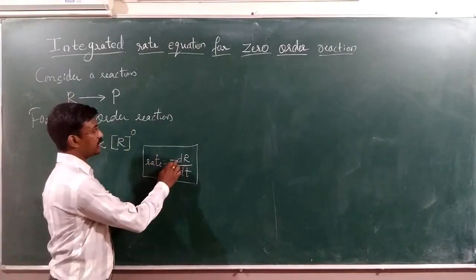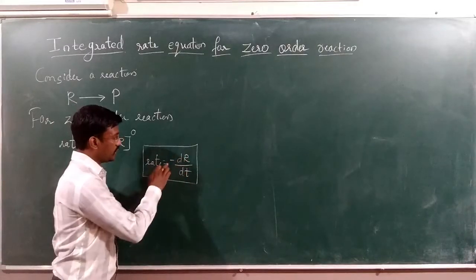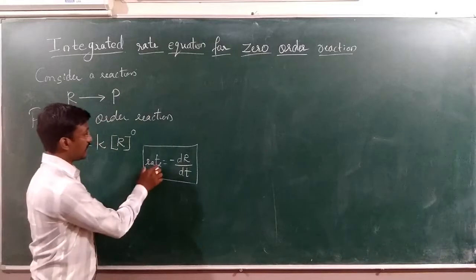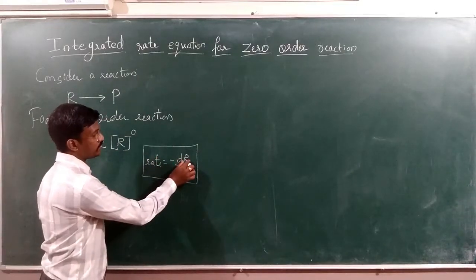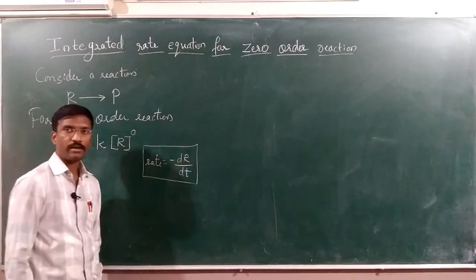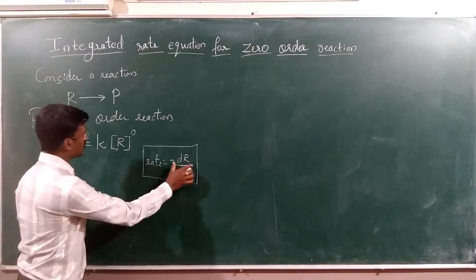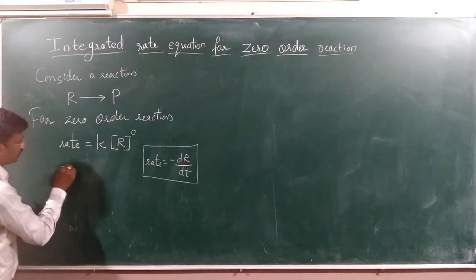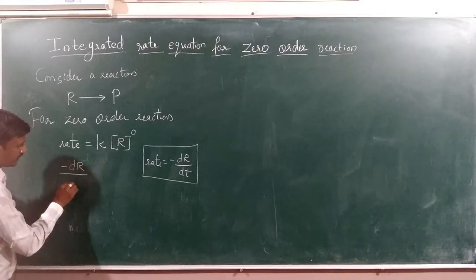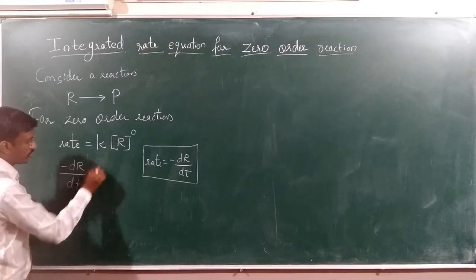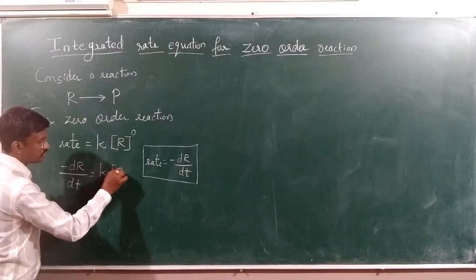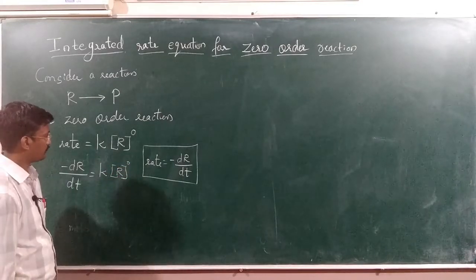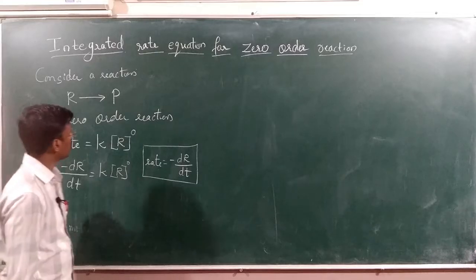This means differentiating the concentration of reactant with respect to time. The minus sign indicates a decrease in the concentration of reactant. So the rate with respect to the reactant can be written as minus dR by dt. That rate expression we are writing in this equation: rate is equal to minus dR divided by dt, which is equal to k, the rate constant, times the concentration of the reactant R raised to 0.